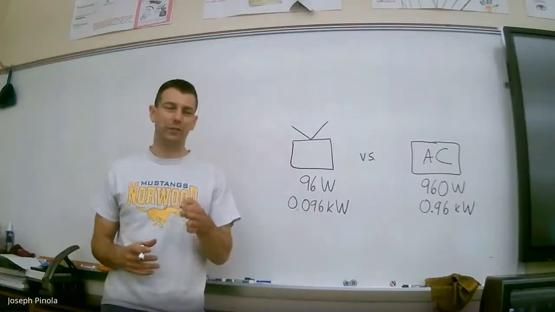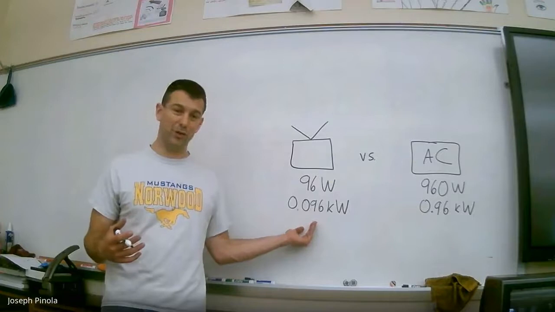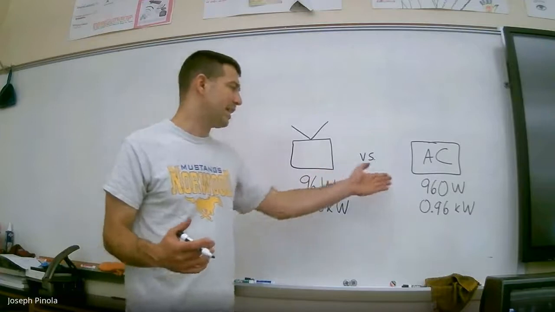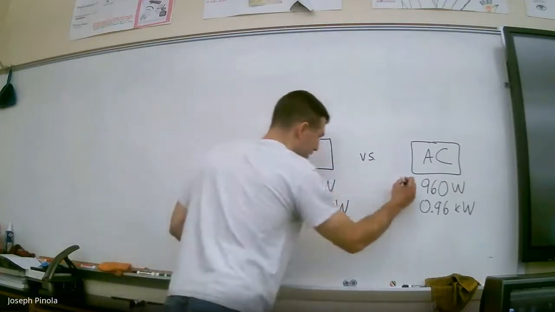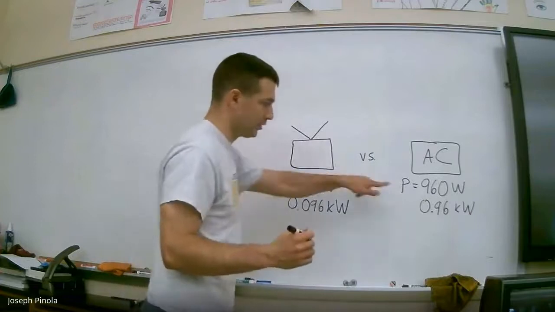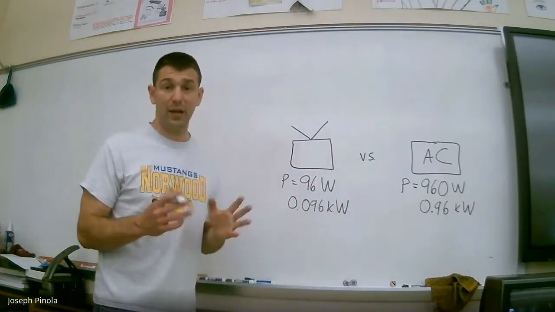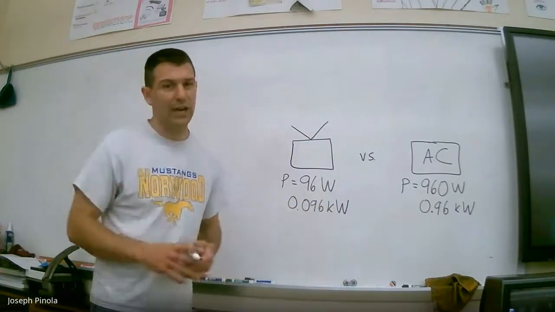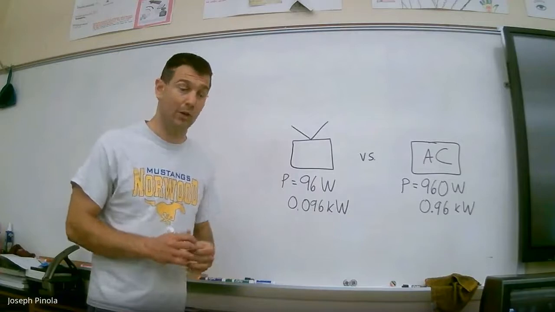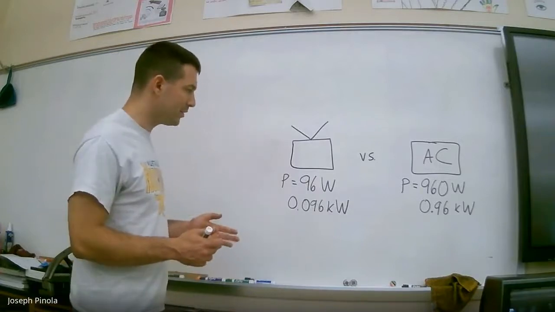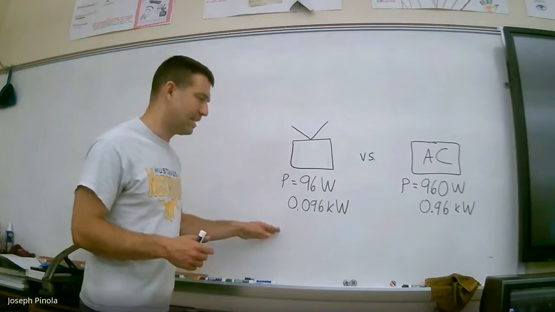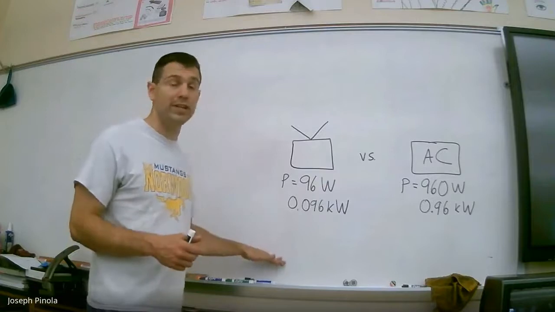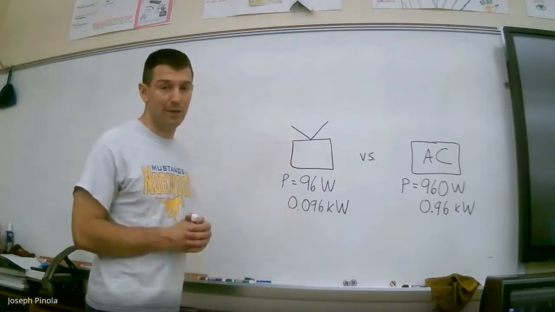So let's look at the difference between running our old school television that we've been focusing on and running an air conditioning unit. Let's say the air conditioning unit has 10 times the power that the TV does. So 96 watts versus 960 watts. 960 watts is actually a very efficient air conditioner. A lot of the units will use a higher power rating than that. So this is even on the low end. But as you can see, if I operate the TV for 8 hours a day for 30 days in a month, it's going to cost me a certain amount.